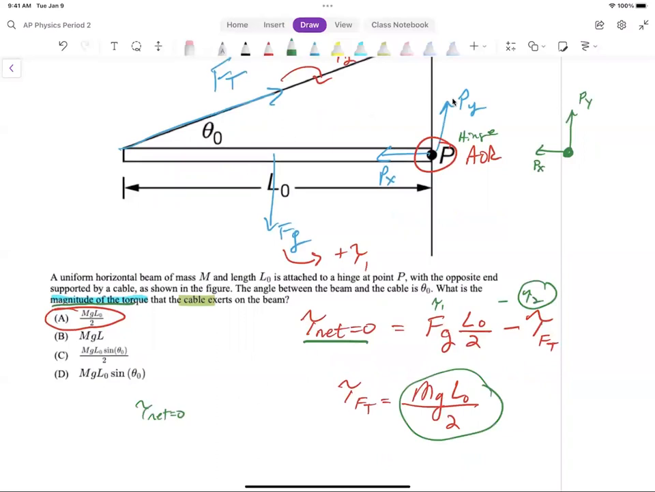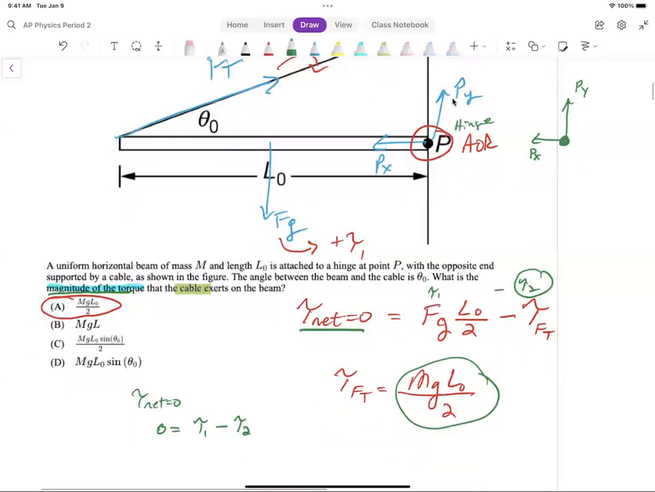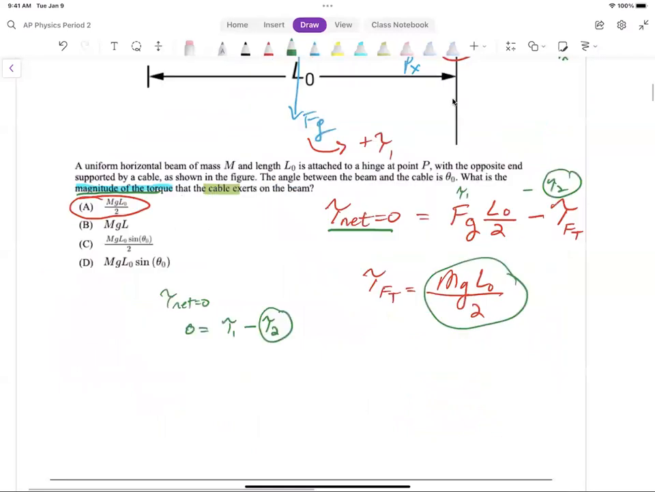I selected that pivot point P as my axis of rotation because I don't know anything about that area, so I get rid of all those torques, and I find that 0 equals the torque created by the weight, which I called T1, minus the torque 2, which is the cable's torque, and I just solve for T2 and plug in the values for T1.